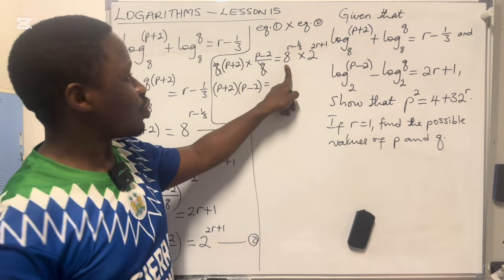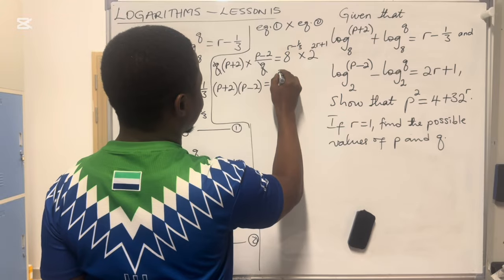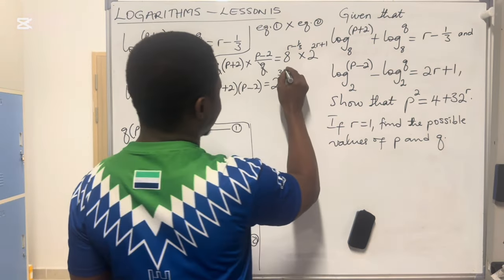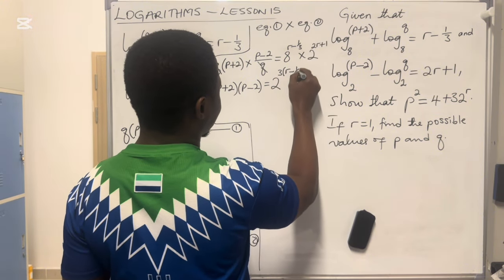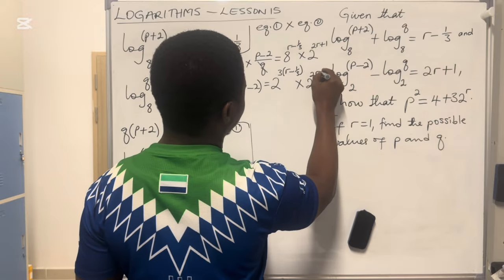The base is not 2. So we can generate base 2 here. So 2 to the power 3. Just the 8 is 2 to the power 3. Multiply by the power that was there, r minus 1/3. This is still 2 to the power 2r plus 1.